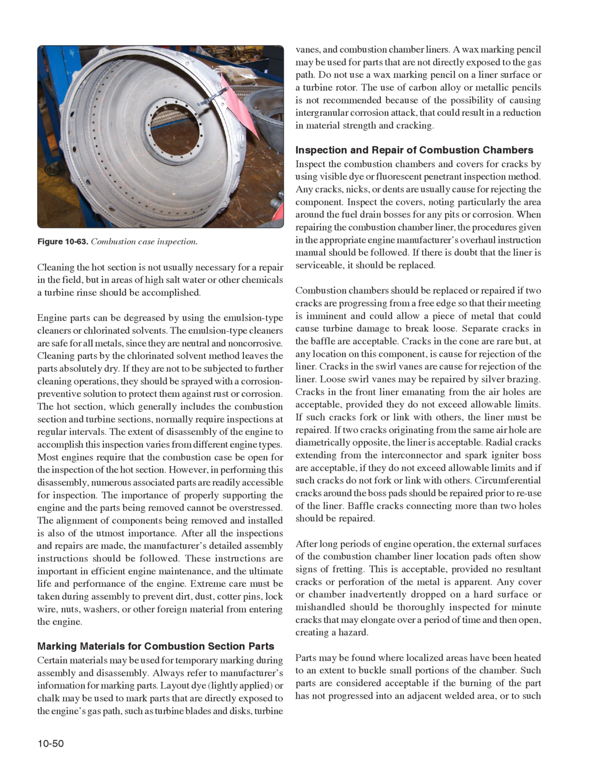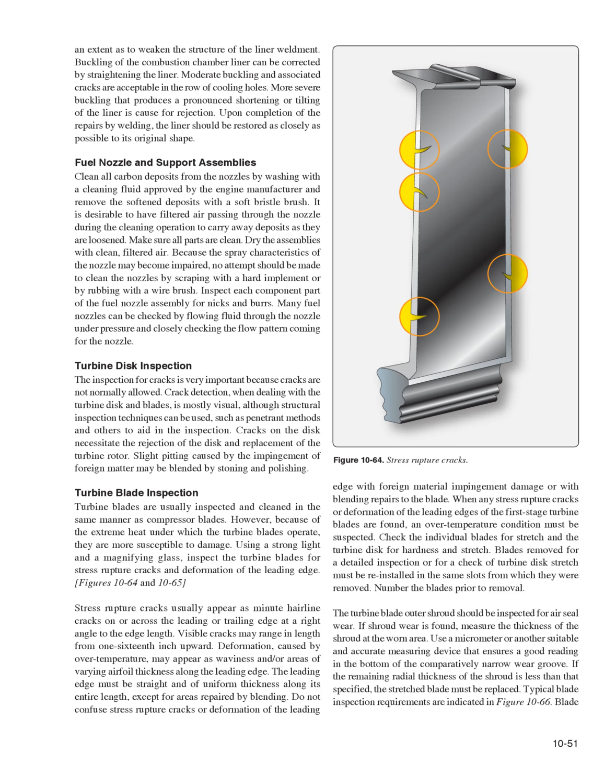Parts may be found where localized areas have been heated to an extent to buckle small portions of the chamber. Such parts are considered acceptable if the burning of the part has not progressed into an adjacent welded area, or to such an extent as to weaken the structure of the liner weldment. Buckling of the combustion chamber liner can be corrected by straightening the liner. Moderate buckling and associated cracks are acceptable in the row of cooling holes. More severe buckling that produces a pronounced shortening or tilting of the liner is cause for rejection. Upon completion of the repairs by welding, the liner should be restored as closely as possible to its original shape.